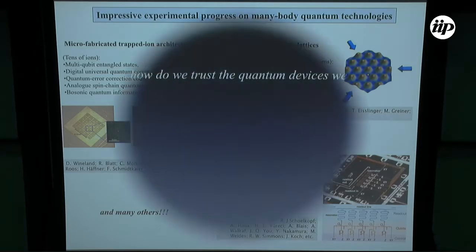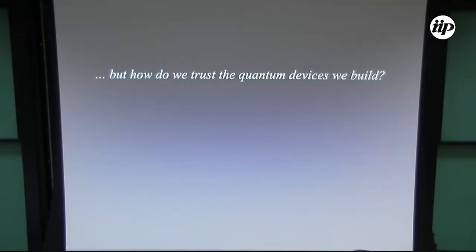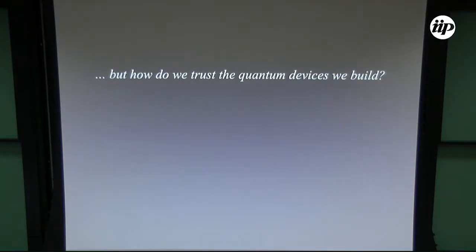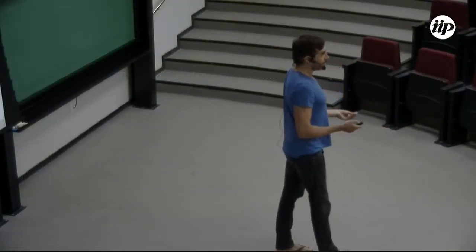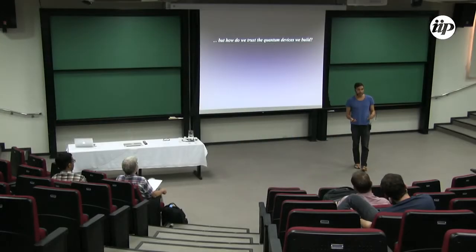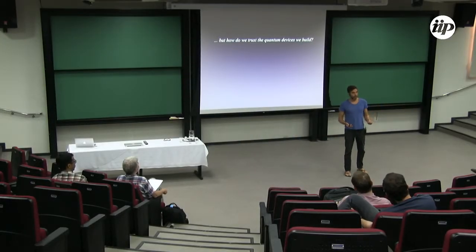So the question that I want to address here is, how do we trust the quantum devices we build? The whole point of quantum simulations is to solve problems that cannot be solved with the classical computers that we have. So if we're going to be trying to do things that cannot be solved or predicted in any efficient way with classical machines, then how do we know that the experimental quantum simulations that we're doing are indeed working fine? How do we know that they're actually solving problems that we cannot solve in a cheaper way with classical machines?